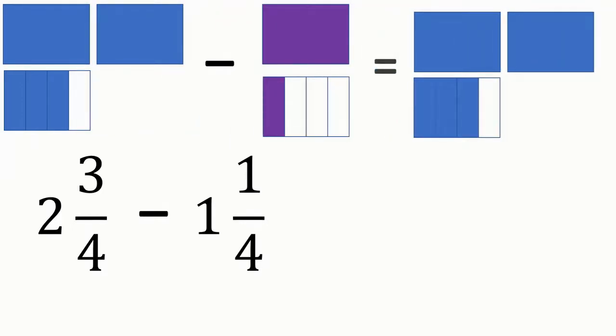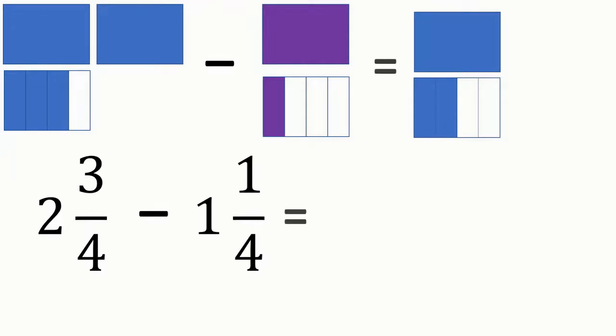Now let's remove 1 and 1/4. So 1 whole and 1/4. So what do we have left? It's 1 and 2/4. So the expected answer is 1 and 2/4. Now let us subtract the fractions below.